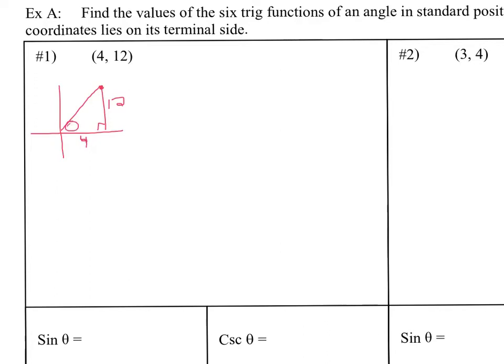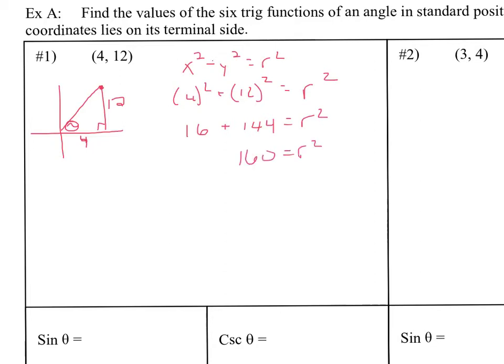Theta is an angle in standard position. If we use the Pythagorean theorem, x squared plus y squared equals r squared, we can figure out what r is. X is 4, y is 12, r, we don't know what r is. Four squared is 16, 12 squared is 144, 16 plus 144 is 160. If you square root both sides, it's plus or minus the square root of 160. The radius is always positive. Also, this radical reduces to 4 times the square root of 10. So our hypotenuse is 4 square roots of 10.